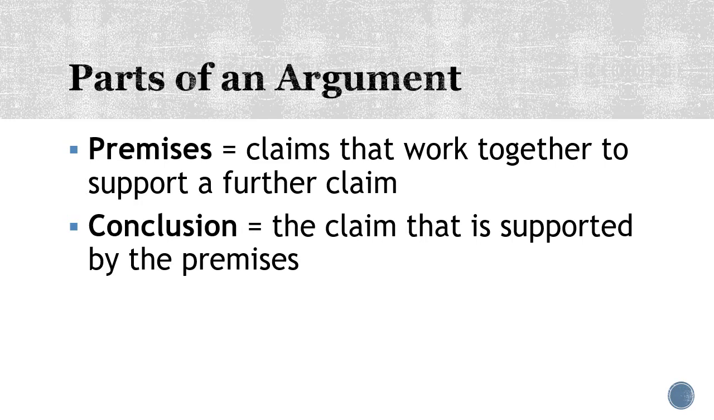The conclusion is the other part of the argument. The conclusion is the claim that is being supported by the premises. Arguments have always one and only one conclusion, and that conclusion is always one single claim, one thing about the world that could either be true or false. So those are the parts of an argument.